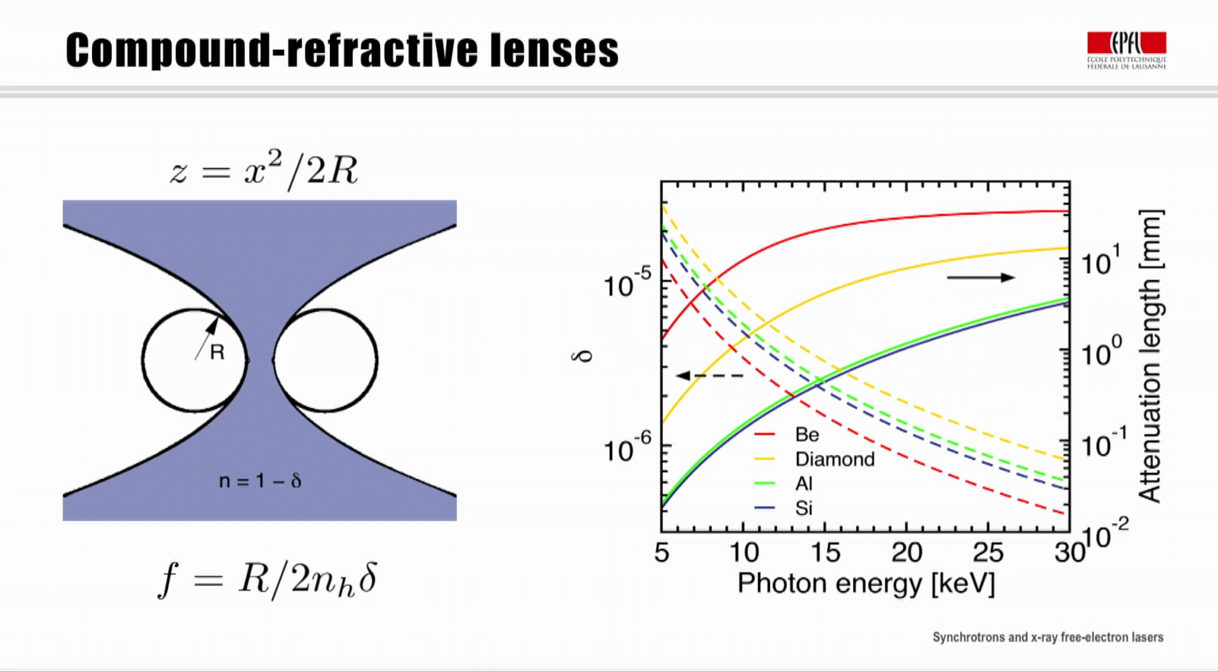Lastly, the choice of materials depends on the photon energy range for which the CRL is being manufactured, the required focal length, and the acceptable loss in flux due to absorption through the lenses themselves. So, for example, although the attenuation length of diamond at, let's say, 15 kiloelectron volts is 5 times smaller than for beryllium, its refractive index decrement is more than double that of beryllium.